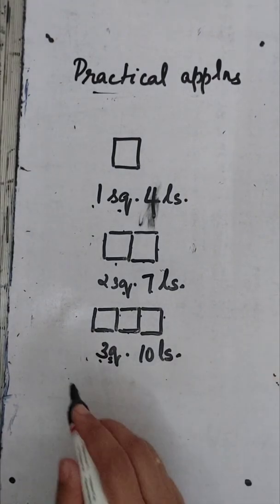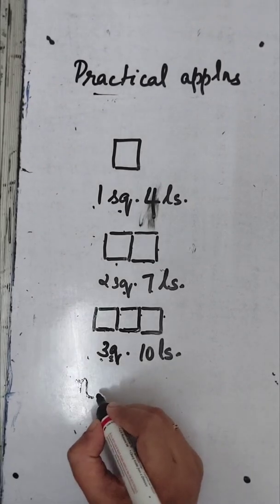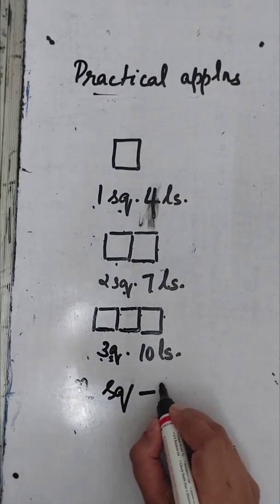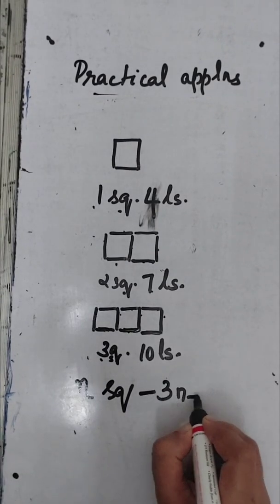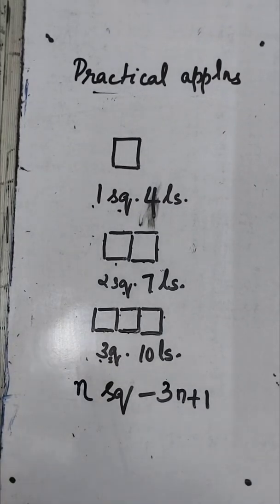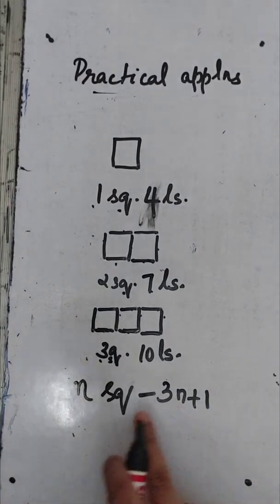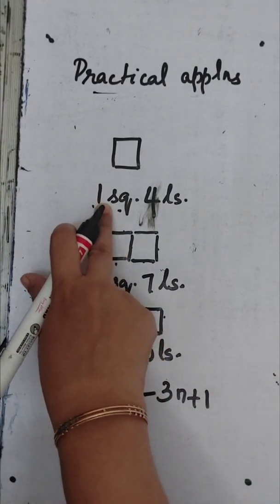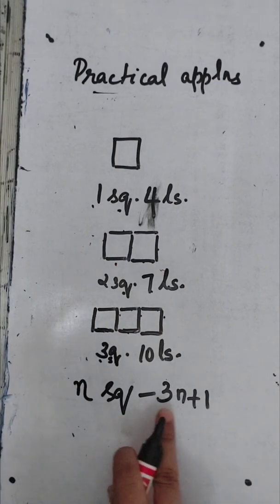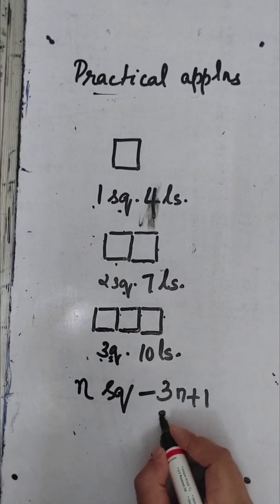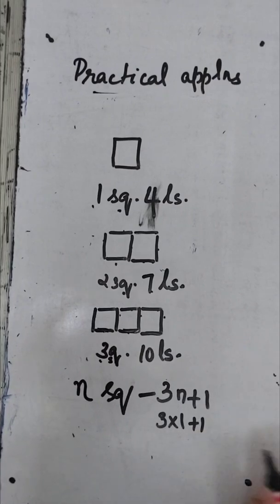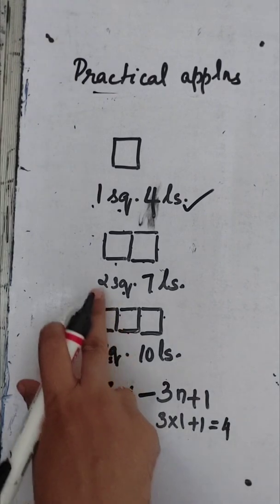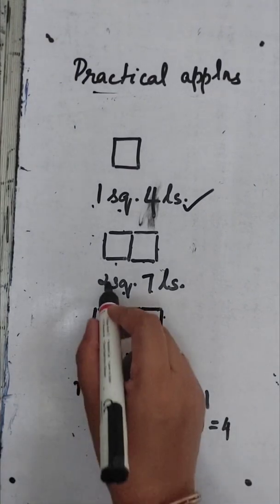Okay, so for making n squares, you need 3n plus 1 line segments. So just substitute this here and see if you are getting the answer. Here n is equal to 1. So if we put n here, 3 into 1 plus 1 is equal to 4, which is the answer here. Okay, so if we put n is equal to 2, n is the number of squares, right?